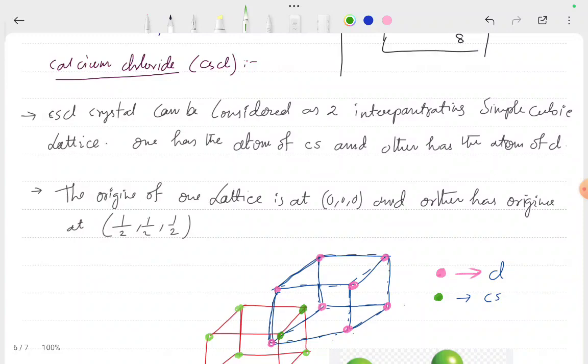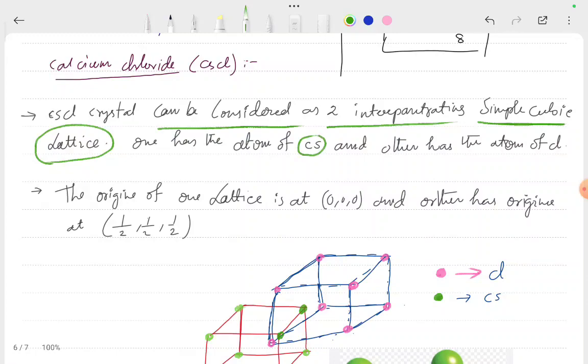Cesium chloride structures. CsCl crystals can be considered as two interpenetrating simple cubic lattices. Be careful. In the previous two crystals, NaCl and diamond, they are interpenetrating FCC crystals, but cesium chloride, CsCl, is the interpenetration of two simple cubic crystals. Okay, just be careful. One simple cubic crystal is made up of cesium atoms, and another simple cubic crystal is made up of Cl. Okay, I think you are clear about that.